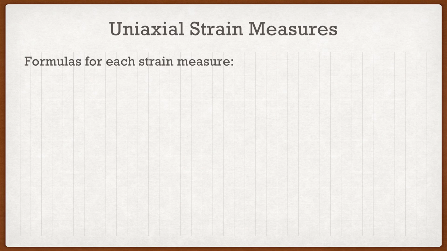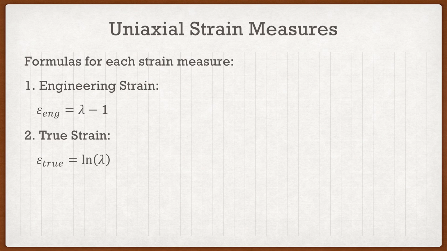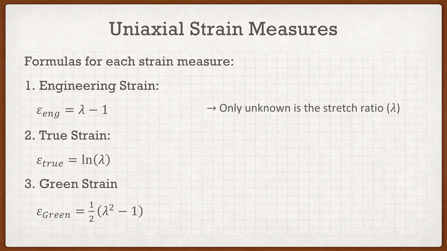So if we look at the formulas for each strain measure, engineering strain can simply be found by going lambda minus 1. The true strain is just simply the natural logarithm of lambda. And finally, the Green strain is 1/2 (lambda squared minus 1). And you guys just say, okay, I know the engineering strain, I know the true strain, and I know the Green strain. So with this, I can figure out what lambda is in each one of these equations. And as we see, lambda is the stretch ratio. And you're saying, well, Clayton, the question's not asking me for the stretch ratio. It's asking me for the instantaneous length, not the stretch ratio.